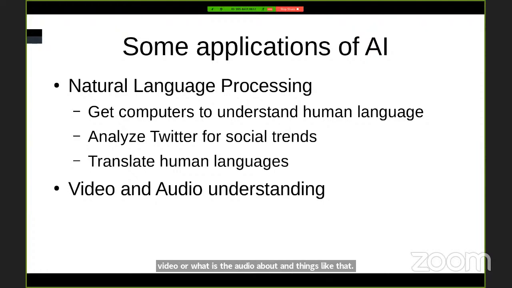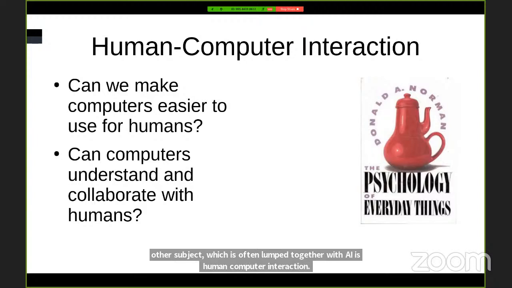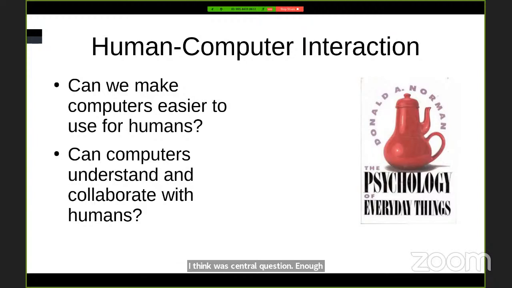So you can explore some of these subjects here. The other subject, which is often lumped together with AI, is human-computer interaction. I think its central question initially was, can we make computers easier to use for humans? But that question has become wider in the sense that now we ask, can computers understand and collaborate with humans?